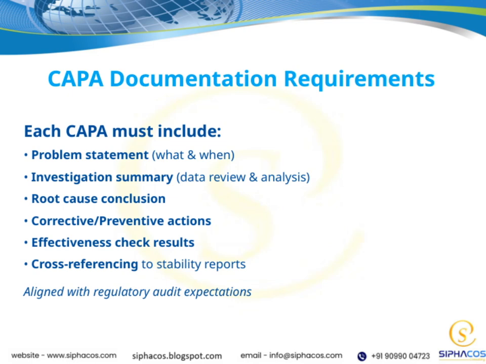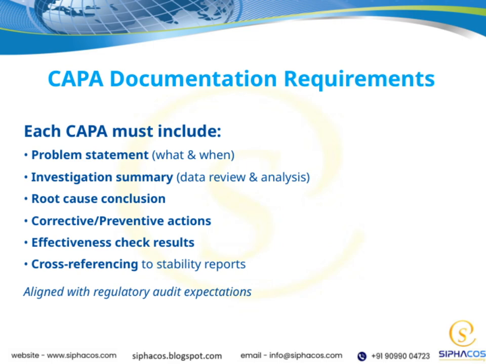Each CAPA must include a clear problem statement that explains what the issue is and when it occurred. This helps us define the scope right from the start. Next, we need an investigation summary, which involves reviewing the data and analyzing it thoroughly to understand the root of the problem. Then, it's essential to draw a solid conclusion about the root cause. This is the basis for determining the appropriate corrective and preventive actions.